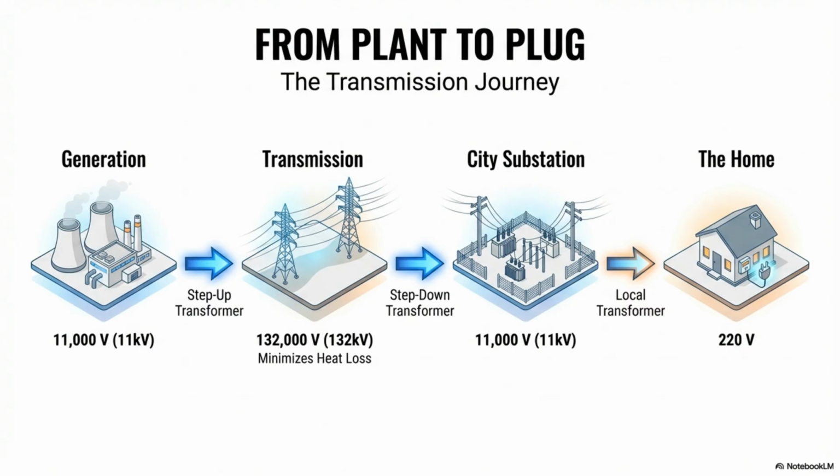The electricity journey from plant to plug involves transmission. Power is generated at 11 kilovolts, stepped up to 132 kilovolts for long-distance transmission to minimize heat loss, and then stepped down to 220 volts for use in our homes.